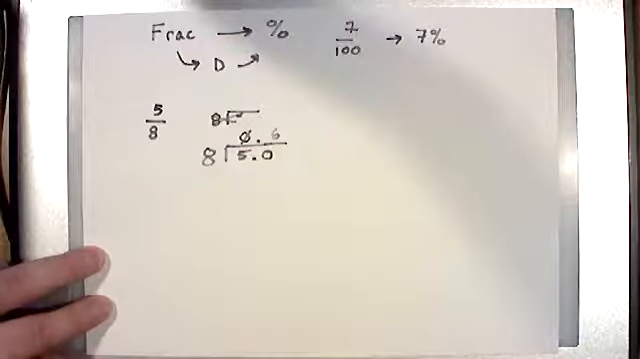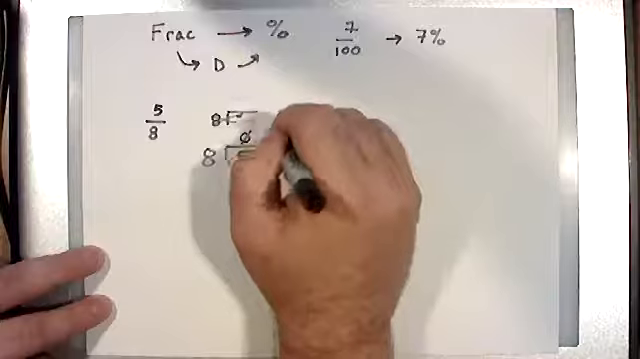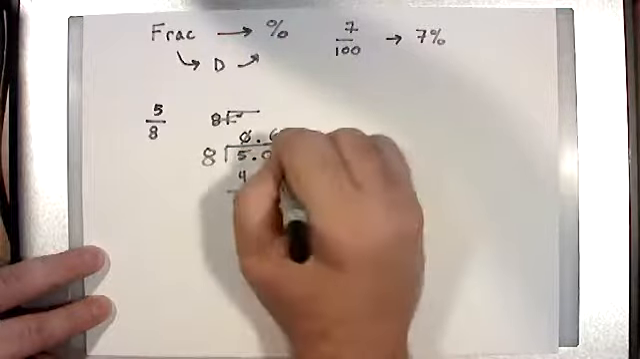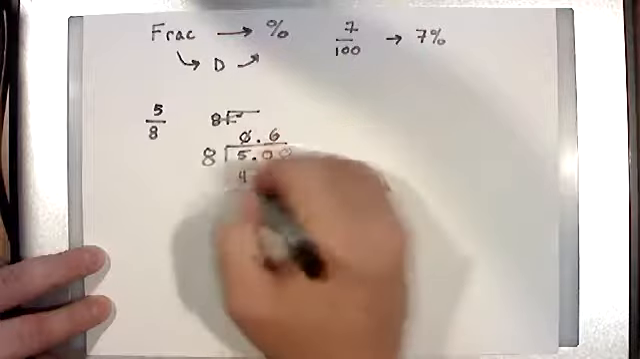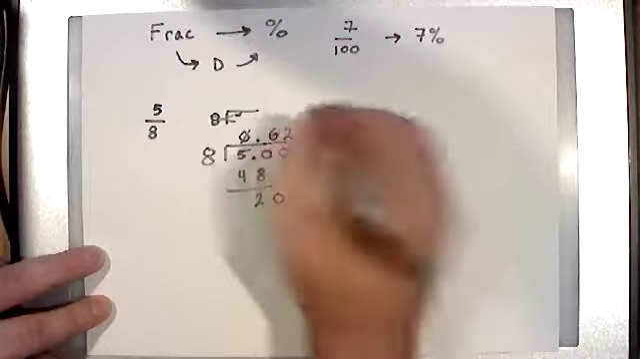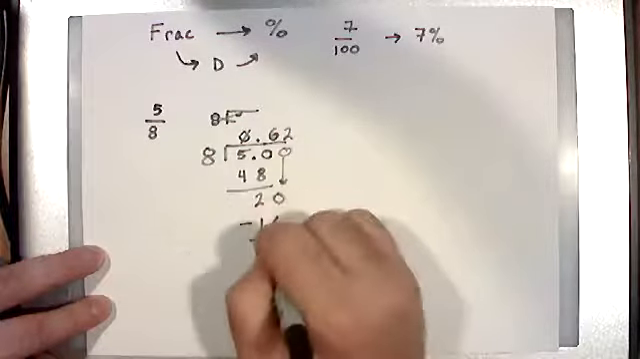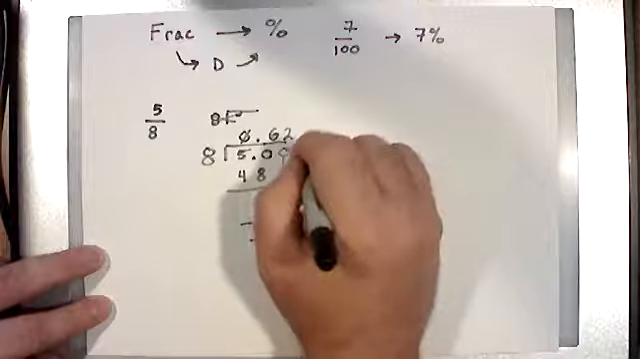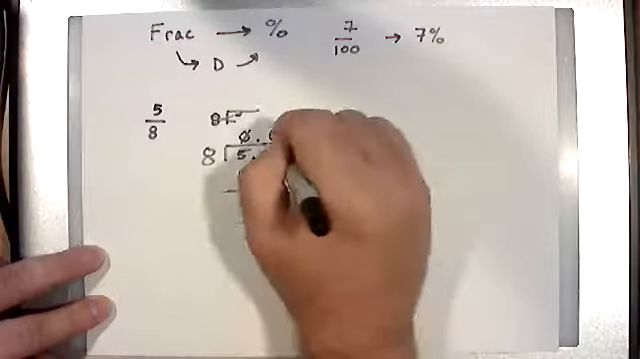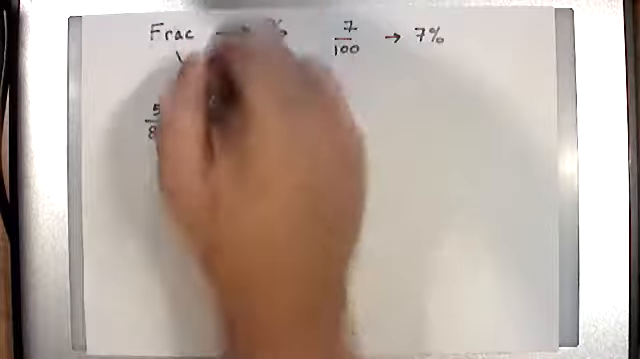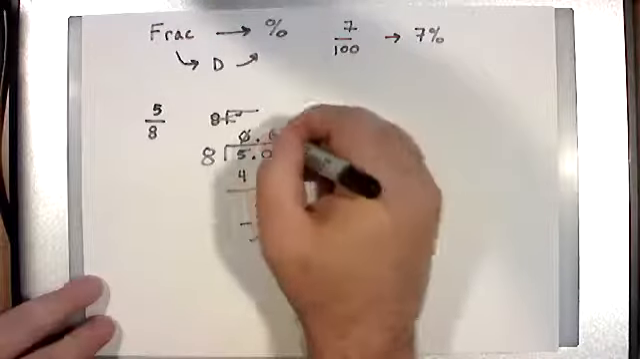And this marker really is dying fast too. 6 times 8 is 48. Subtract, we get 2. Bring down a 0. 8 goes into 20 twice. 2 times 8 is 16. Subtract, because remember, we're doing decimals here, and we have to keep going till it ends. And 8 goes into 40 5 times. So 5 over 8 converts to 0.625. So that's the decimal, right? Fraction to decimal, and now we have the decimal of 0.625.